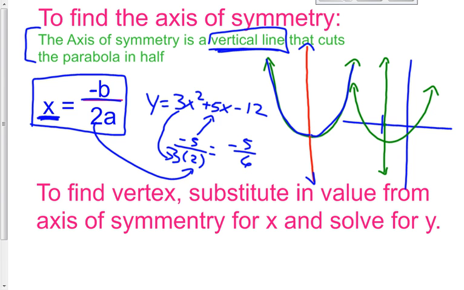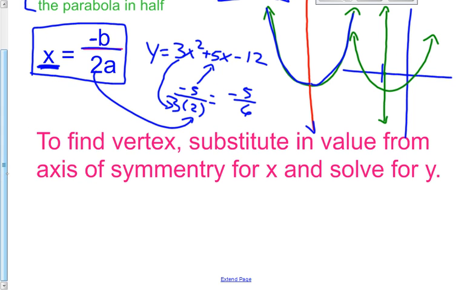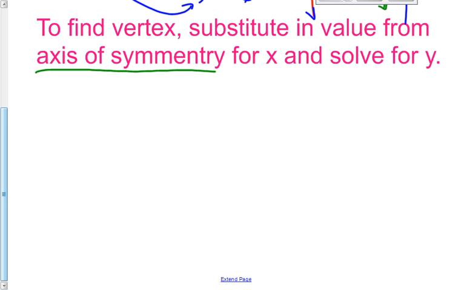All right. To find the vertex, you substitute the value of the axis of symmetry in for the x coordinate to find the y coordinate. So let's talk about what a vertex is. Going back to geometry, when you did angles, the vertex of an angle is the point where the two rays meet. So here's a ray, they meet at this point right here. That intersection point is called a vertex.